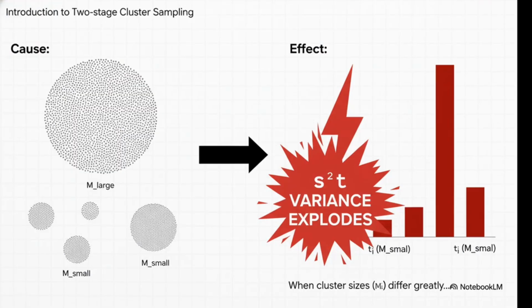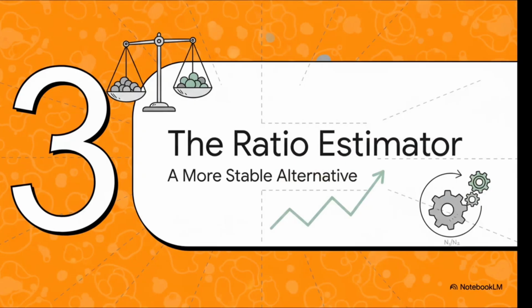But, and this is a big but, this unbiased estimator has a major weakness, a real Achilles heel. That S squared T term, the one capturing the variance between our estimated cluster totals, is super sensitive to how different the cluster sizes are. If some of your clusters are huge and others are tiny, your estimated totals, your t-hat i's, are going to be all over the place just because of the size difference. This can make that S squared T term explode, giving you a massive variance and a really, really imprecise estimate.